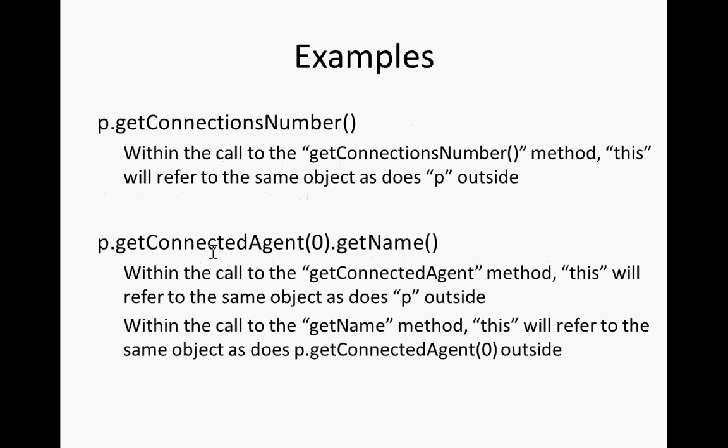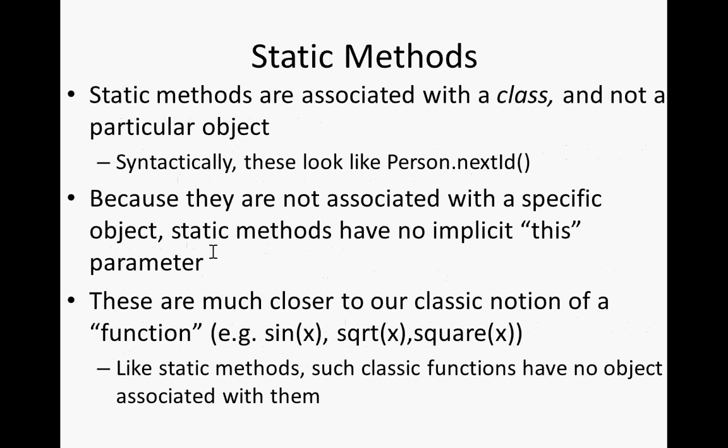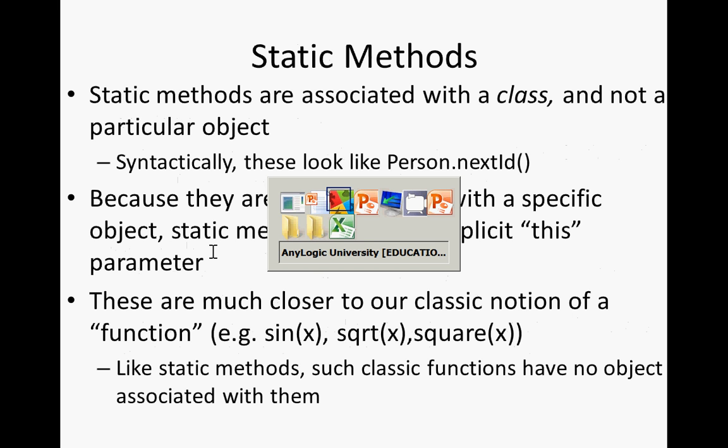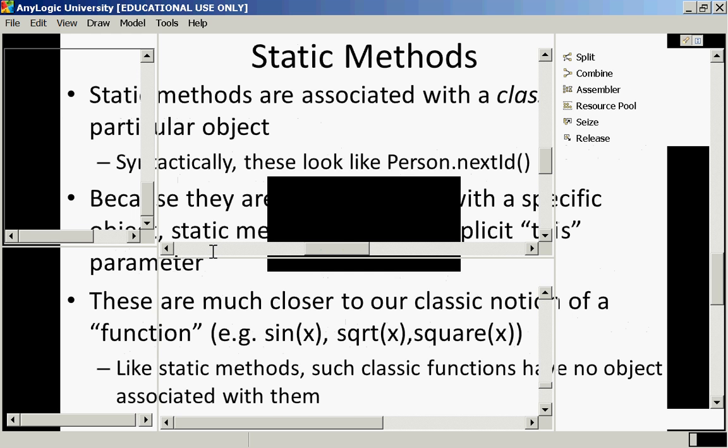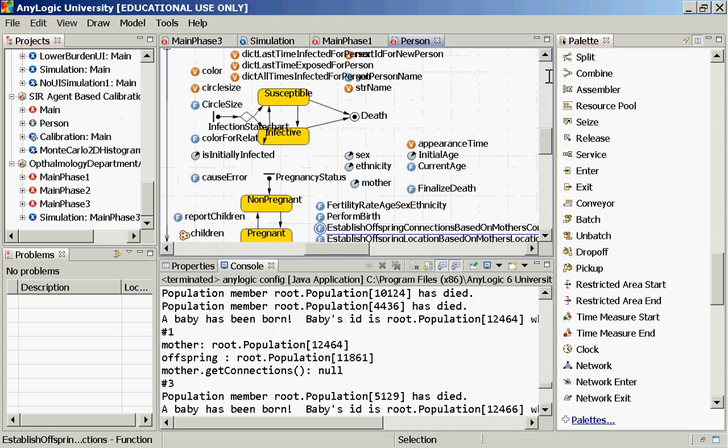Static methods. Static methods are associated with a class, not a particular object. They'll look like this, Person.nextId. There's actually one of these here, Person.nextId, to label these things. See this next get person name. Here's a variable here, and that's actually used. And then there's get and increment next ID for person. But there's also a get ID type of thing here. Or next ID. So these are things associated with a class. They're not associated with a particular person.